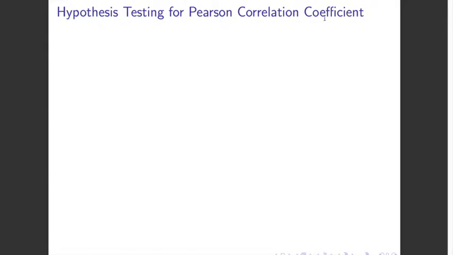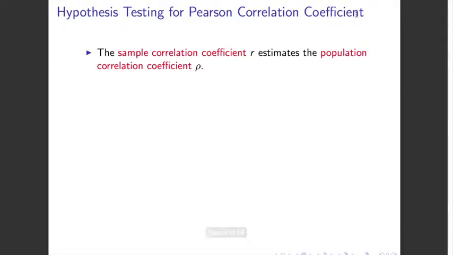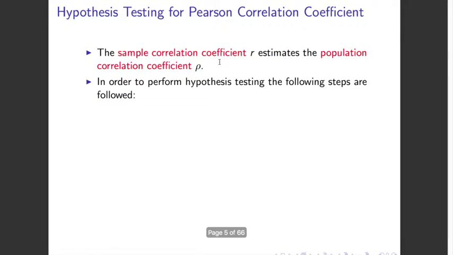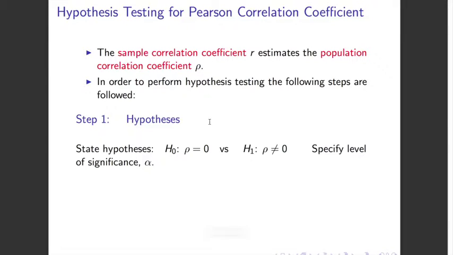For the Pearson correlation coefficient, we use the sample estimate, which is R, and that estimates the population correlation coefficient rho. That looks like a P, but it's pronounced as rho, R-H-O. In order to perform the hypothesis testing, we follow the steps of the hypothesis test. Under the null hypothesis, we're saying that this correlation coefficient is equal to 0 versus that it's not equal to 0, and we specify a level of significance alpha.